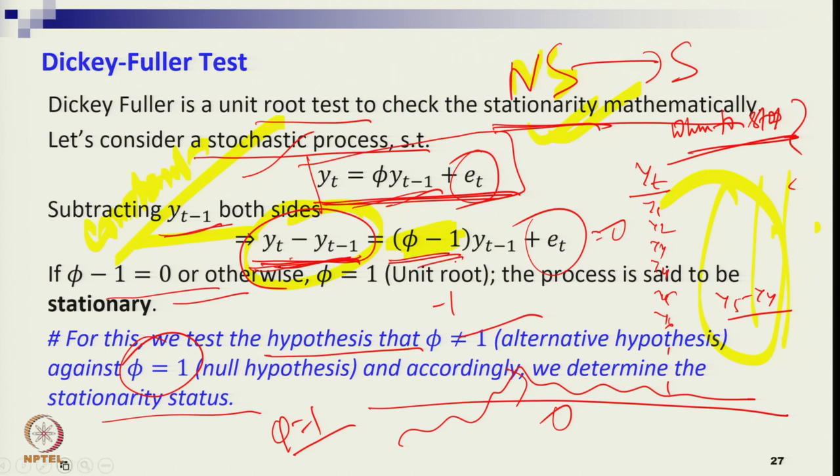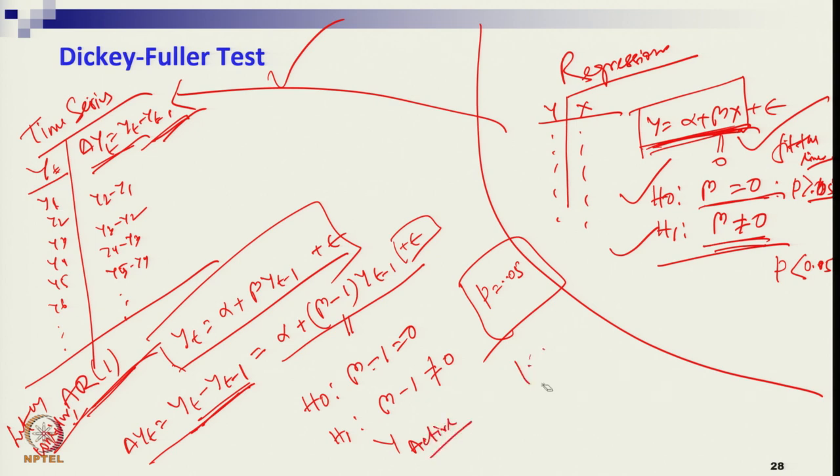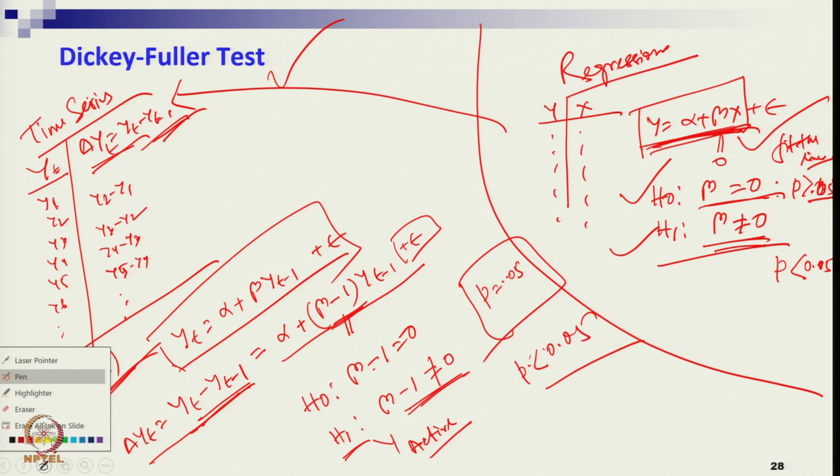Same logic. Now we will propose a hypothesis: the null hypothesis is beta minus 1 equals 0, and the alternative is beta minus 1 not equal to 0. Now you do the p test and check against 0.05. If the test is significant, what happens? The alternative is active, if p is less than 0.05. The alternative hypothesis is active, which means beta minus 1 is not equal to 0. If beta minus 1 is not equal to 0, let me put a highlight point, you will get to know.